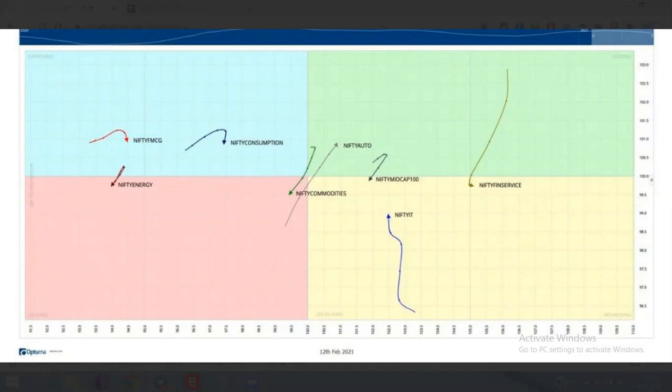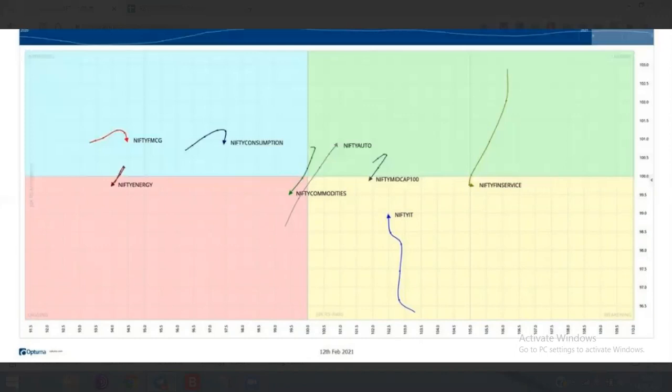In this we will be having a common denominator. For the whole sector, we can take any numerator, we can take multiple numerators, and we can have the common denominator, which in this case is Nifty 500. So the common denominator can be set as per your preference.